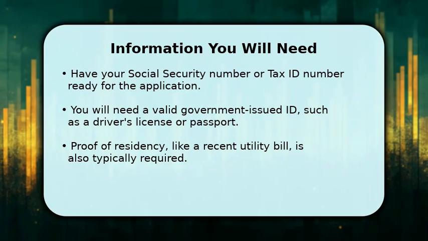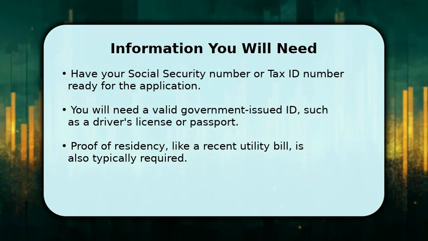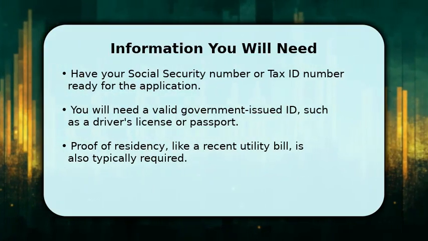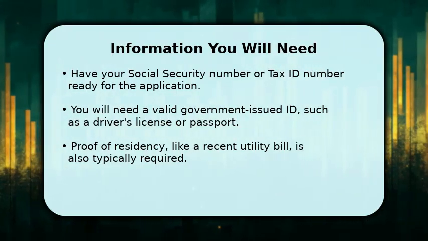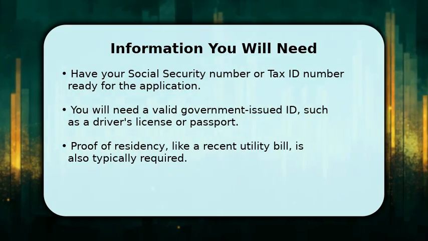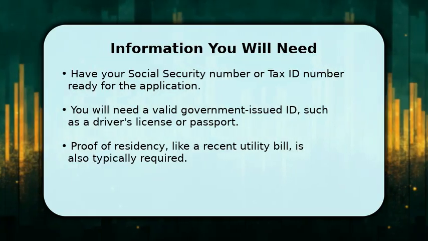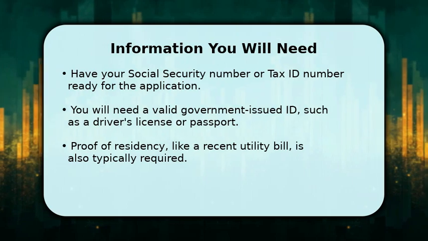Next, gather all the necessary personal information and documents. You will need your Social Security number or tax ID number for tax reporting. A valid government-issued identification, such as a driver's license or passport, is essential. Additionally, be prepared to provide proof of residency, like a recent utility bill. If applicable, your employer's name and mailing address will also be requested during the online application process.